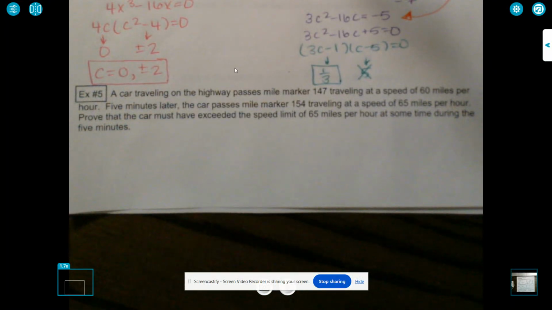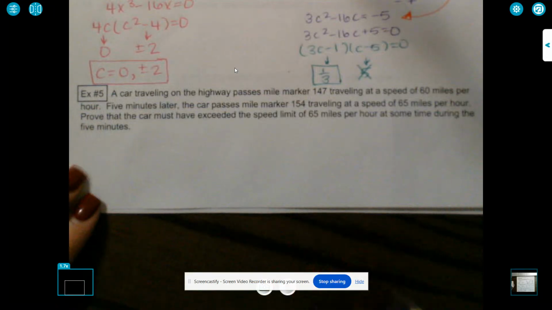All right, a car traveling on the highway passes mile marker 147, traveling at a speed of 60 miles per hour. 5 minutes later, the car passes mile marker 154, traveling at a speed of 65 miles per hour. Prove that the car must have exceeded the speed limit of 65 miles per hour at some time during the 5 minutes. All right, well, let's just talk about what we know in general.